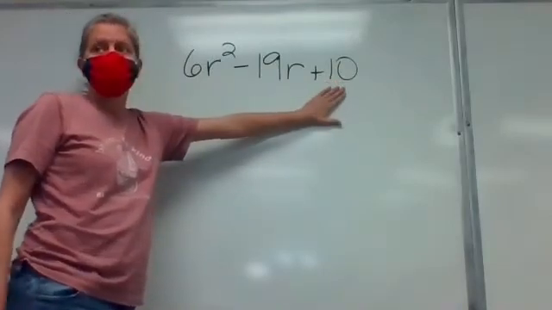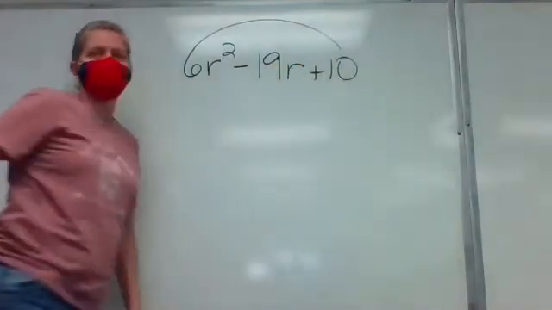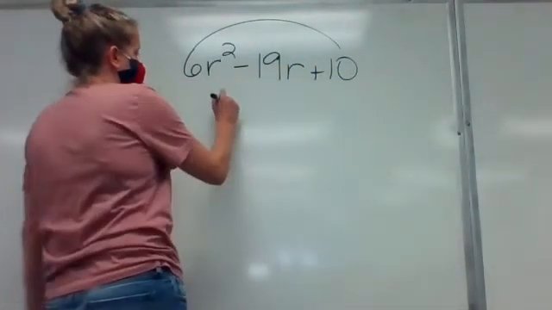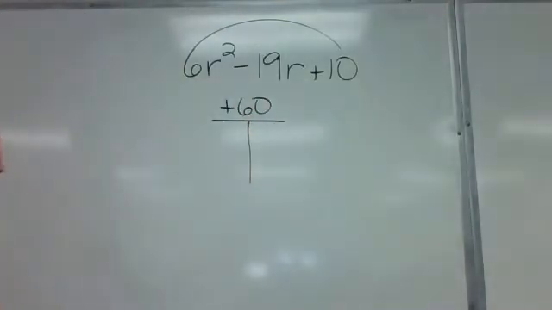So there's a number in front of r squared, which means multiply it times that outside number, which is 6. 6 times positive 10 is positive 60. Y'all, there's a lot of ways to multiply to get positive 60. So let me show you another trick in your calculator.